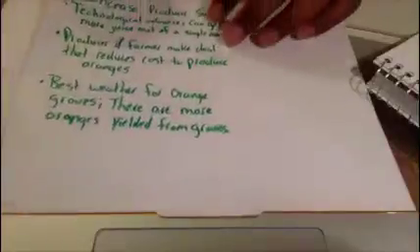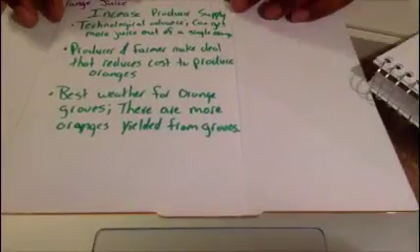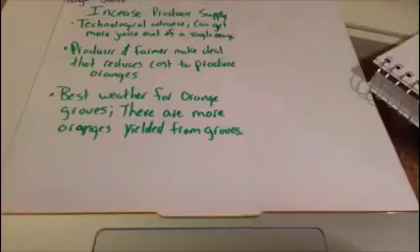And then on the increase side, that would increase the producer supply. The first one would be technological advance. You can get more juice out of a single orange. The next one would be producers and farmers make a deal that reduces the cost to produce orange juice for the Simply Orange brand. And then the last one would be the best weather for orange groves in years. As a result, there are more oranges yielded from those groves.